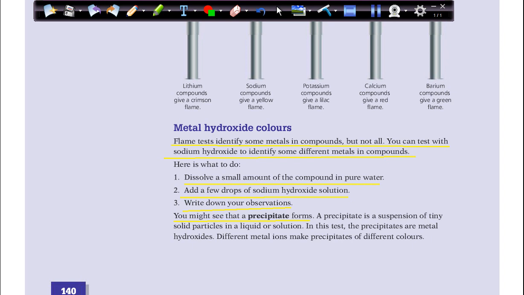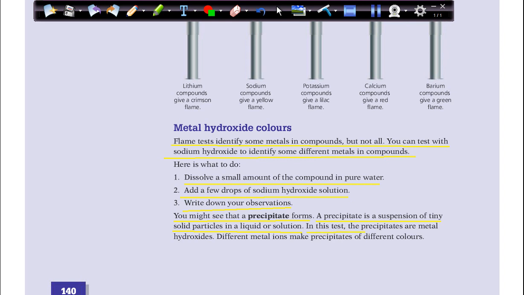So what is the precipitate? Precipitate is a layer of solid matter that could form in the test tube, or could form in the solution. So this is the definition of the precipitate. Precipitate is a suspension of tiny solid particles in a liquid or solution. So this is the definition. The precipitate is a suspension of tiny solid particles in a liquid or solution.